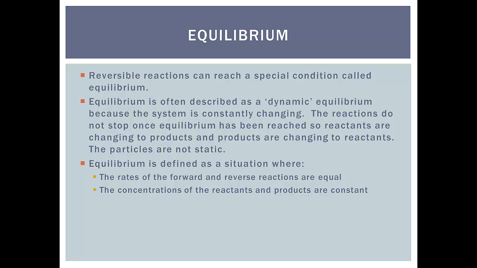Equilibrium is specifically defined as a situation where the rates of the forward and the reverse reactions are equal and the concentrations of the reactants and products are constant. These two things have to be true at the same time. If the rates are equal, that means as soon as you make some product from reactant, some of the product is going back to form reactant. So the overall amounts in reactants and products should remain constant when the rates are equal. So these two things are interdependent on each other.